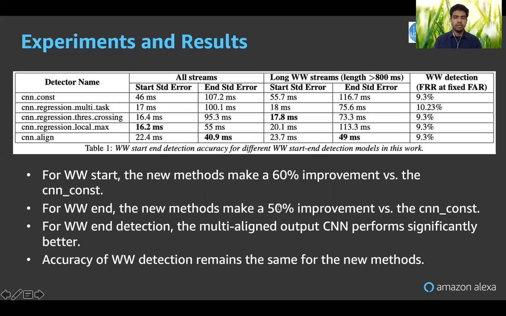And also the important thing here is the wake code detection accuracy remains constant for all these methods, except in one case where the regression method was trained in a multitask manner. The main wake code detector network was not frozen. It was trained in a multitask manner, and so that showed some degradation. So that's the entire reason why we trained the regression method by freezing the main wake code network.